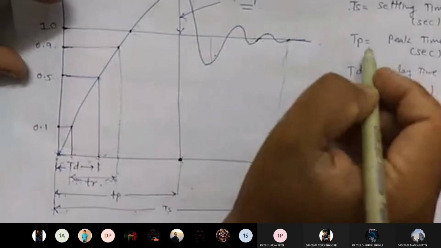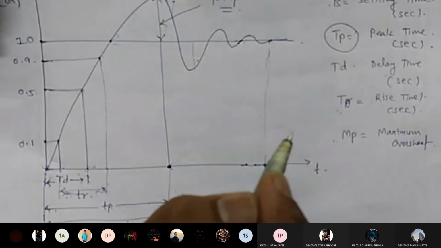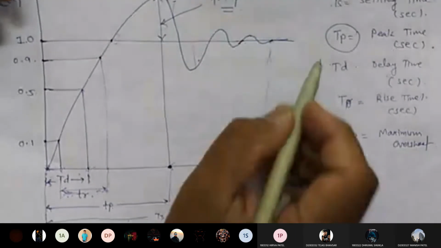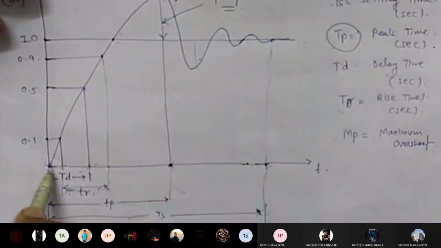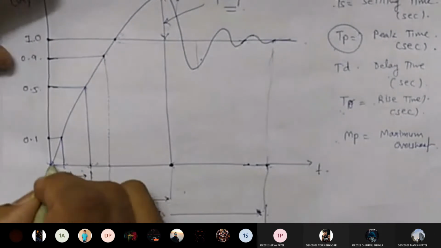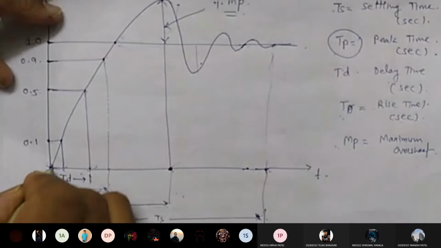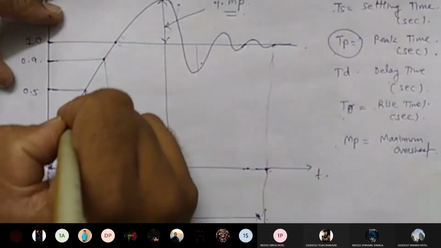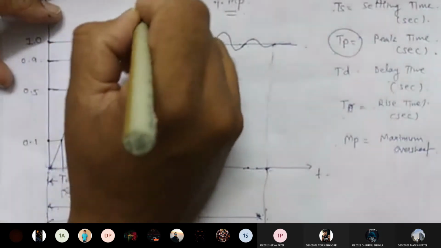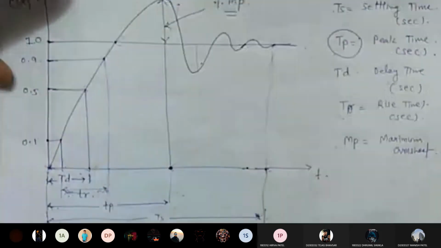Now out of these 4 formulas we will first go for TP. We have to derive TP. So how can we derive the value of TP? TP is the time to reach its first peak. Over here you can see your output is initially 0, it is rising, that means it is changing, and it changes up to this point. So what is the value of C(t) here? This is the point where we will find it out.